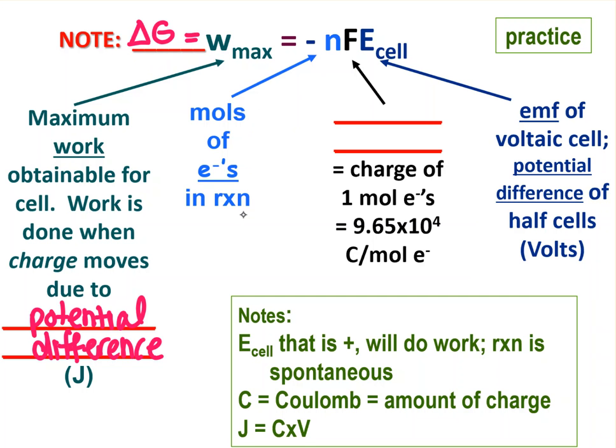This N is the number of electrons being transferred, and we will look at that, but basically you can tell by the balanced half cell reactions how many electrons are being transferred. This capital F is the Faraday constant, and that is the charge of a mole of electrons. And then, of course, our cell potential, the E cell that we use, is the EMF, and we know how to get those.